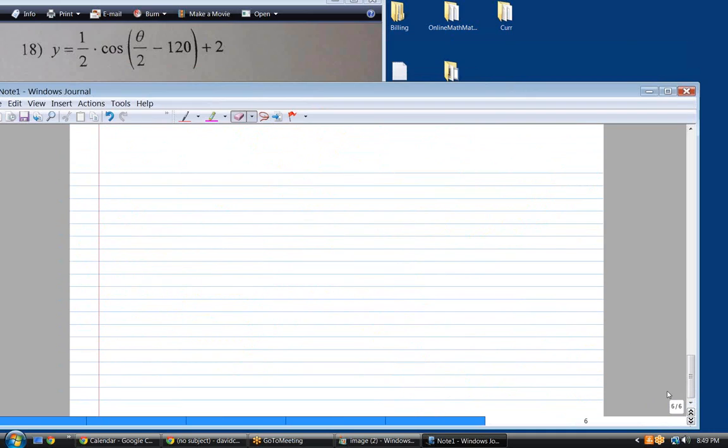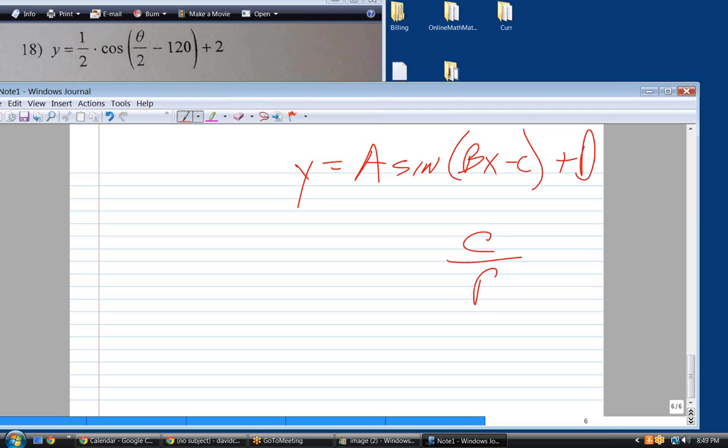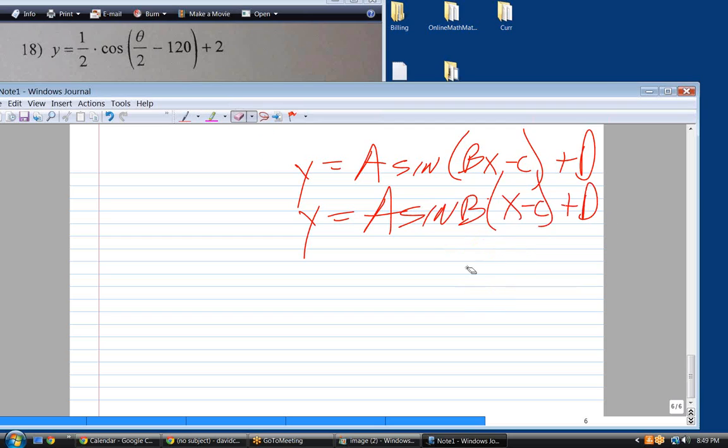See, in a school that uses this format, the phase shift is C divided by B. It's not C. But in this format, the phase shift is C, not C divided by B. So that's why it makes such a difference as to whether that B is inside the parentheses or not.